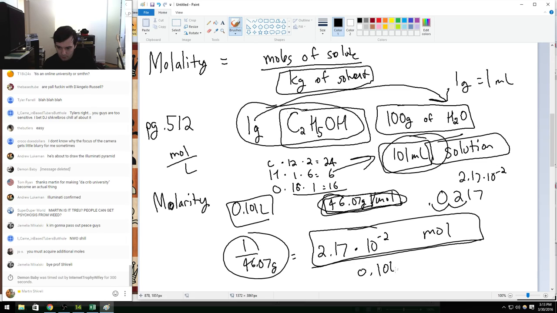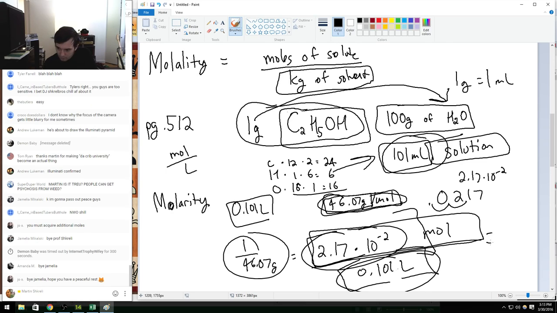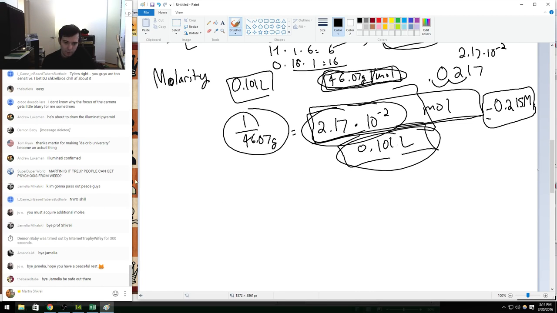liters. And we can actually do this math very easily, right? This divided by this is equal to 0.215 molarity. Okay, so that's easy. We did this in chapter 4, in case you don't remember.